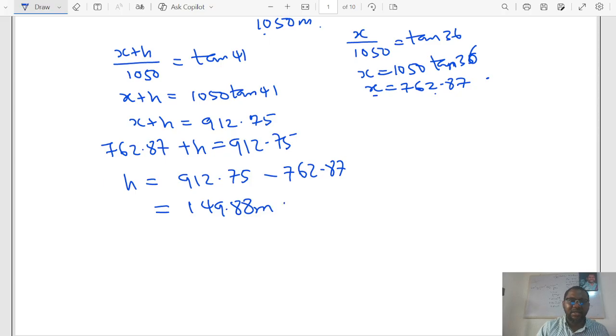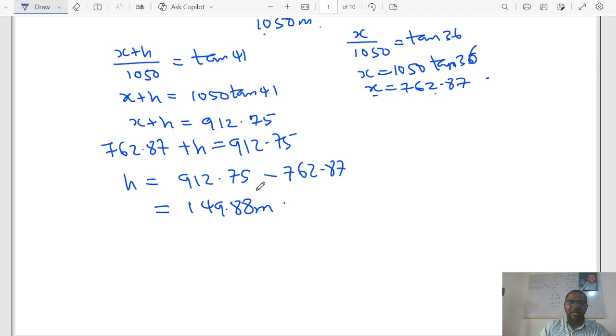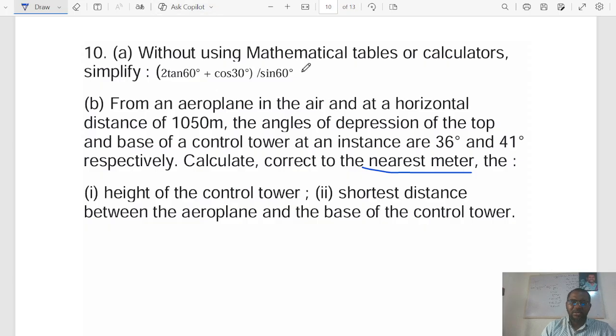Now, but let's see if there is a condition. Maybe they say correct to the nearest meter. So come back here. Correct to the nearest meter means make it a whole number. This is going to be 150 as a whole number, 150 meters. Awesome, awesome, awesome. Now that leads us to the next question.